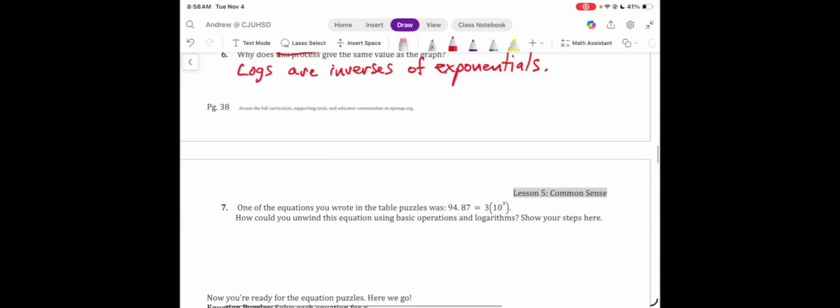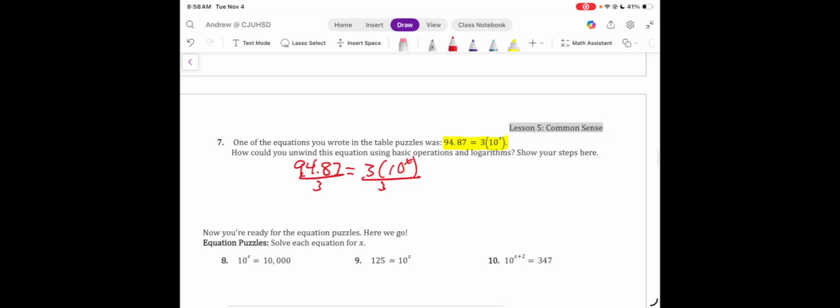Let's see, one of the equations you wrote is right here. How could you unwind this equation? Okay, so what we're going to do first, I divide by 3. 31.623 is equal to 10 to the x, and then we apply the log to both sides. Log base 10 of 10 to the x is just x. And that was about 1.5.